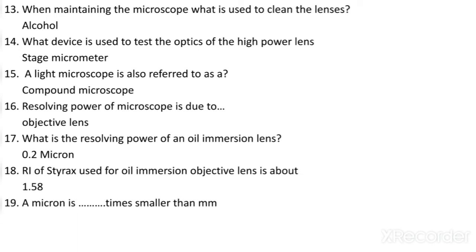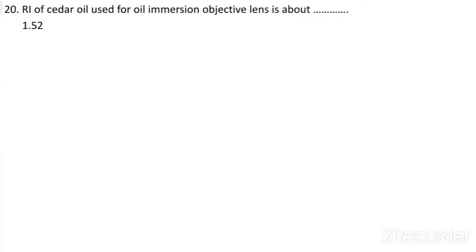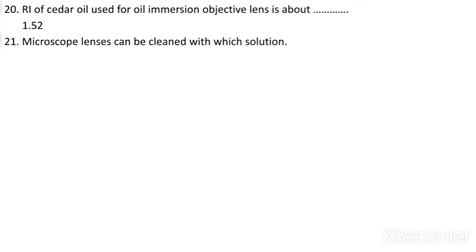A micron is how many times smaller than a mm? A micrometer is smaller than a millimeter by 1000. The refractive index of cedar wood oil used for oil immersion objective lens is about 1.52. This question is important: the refractive index of cedar wood oil is 1.52. Microscope lenses can be cleaned with which solution?